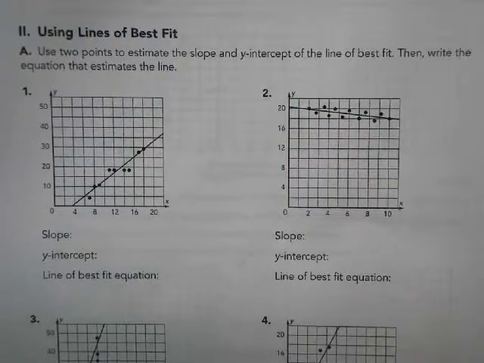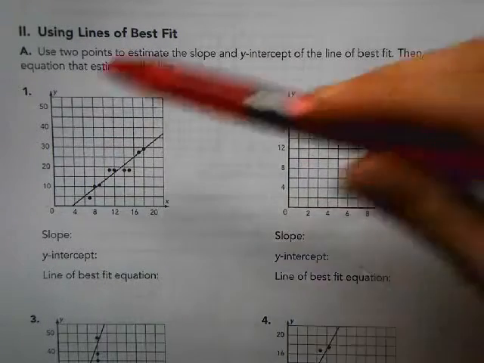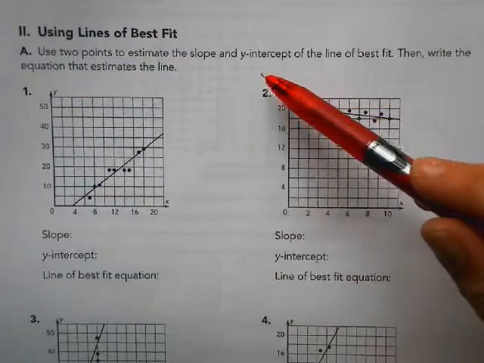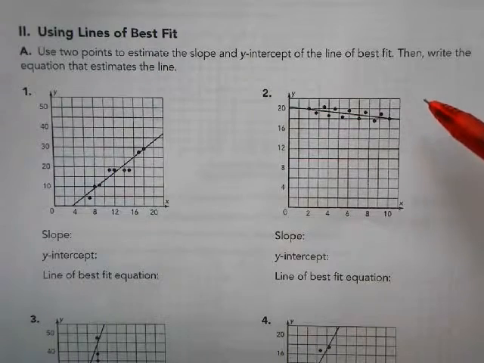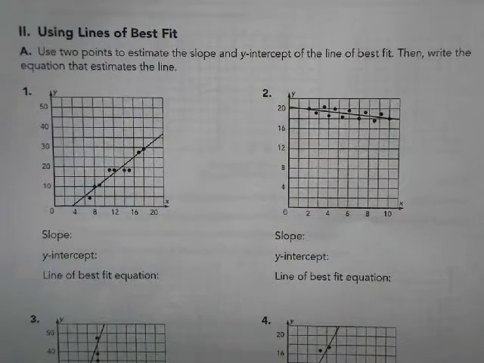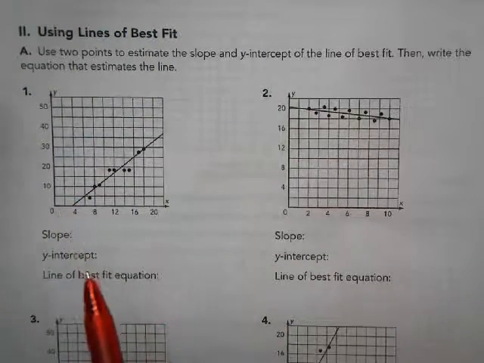Hi, Lakewood. Now that you know how to draw lines of best fit to data, we're going to take it one step further and use 2 points to estimate the slope and y-intercept of the line of best fit. Then write the equation that estimates the line. So we're going back to linear equations. It'll be a little bit of a refresher. Let's take a look at number 1.